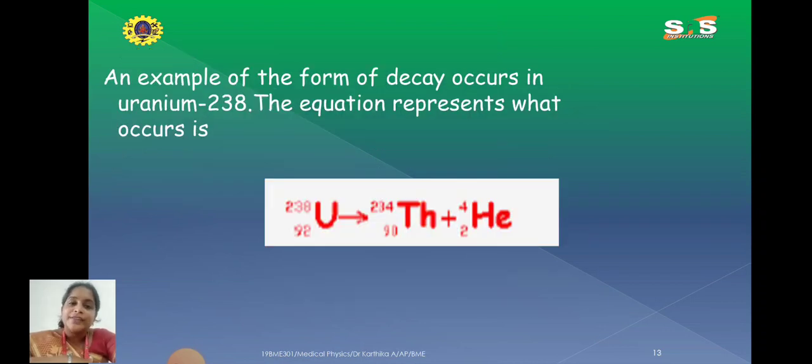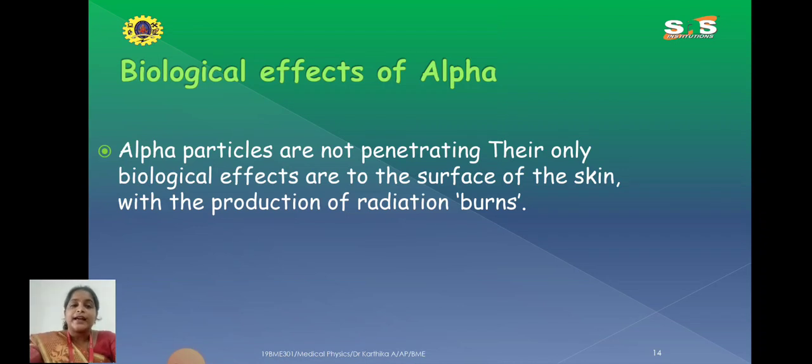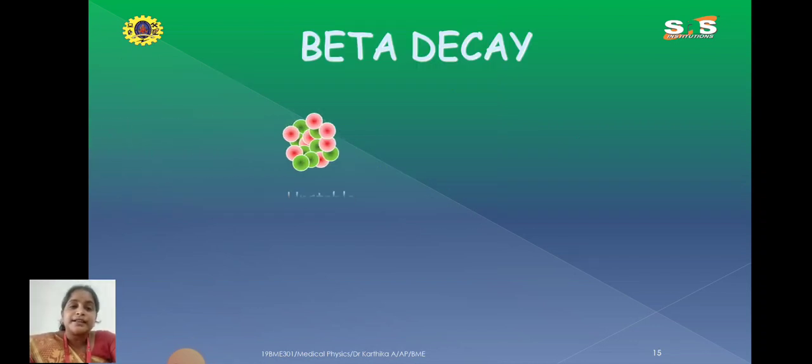Here we have an example of this form of decay in uranium 238. The equation represents what occurs: uranium 238 92 becomes thorium 234 90 by emitting helium 4 2. And this shows the biological effects of alpha. Alpha particles are not penetrating; their only biological effects are to the surface of the skin, with the production of radiation burns.